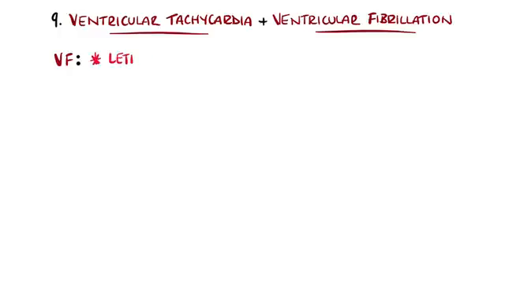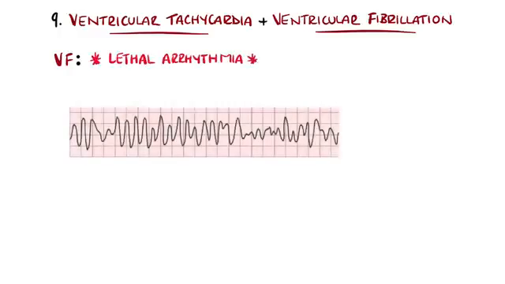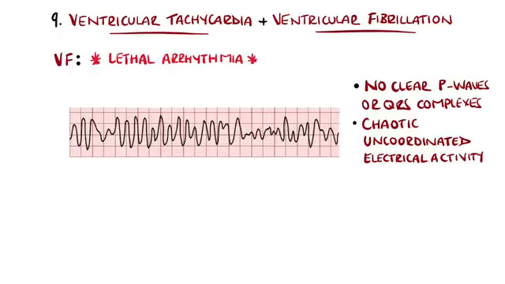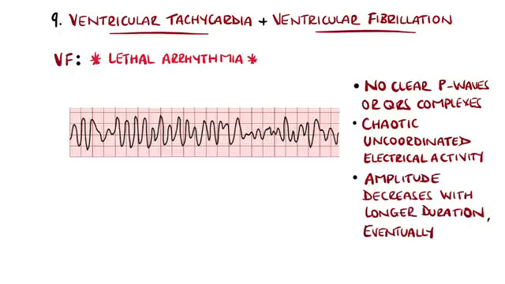Ventricular tachycardia itself can result in cardiac arrest, but may also degenerate into ventricular fibrillation, which is a lethal rhythm if not treated. There are no clear P waves or QRS complexes, and therefore minimal cardiac output. The ECG features chaotic electrical activity of varying amplitudes, with the amplitude correlating to duration. As time goes on, it reduces until asystole is reached.